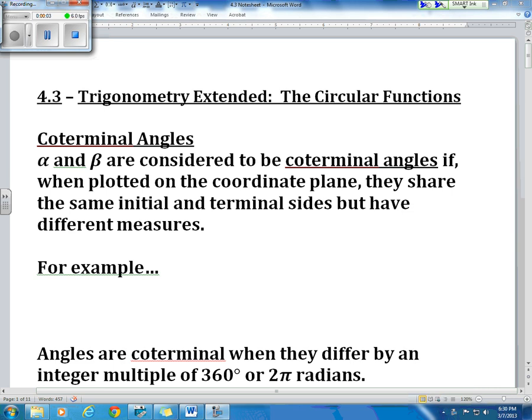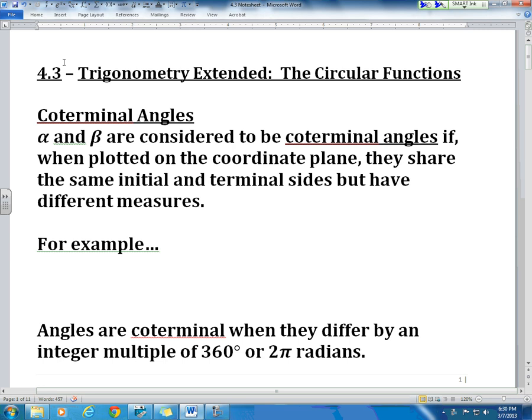Everyone, we're going to start section 4.3, which is called Trigonometry Extended, the circular functions. It makes it sound kind of complicated, but it's not too bad. We're probably going to end up breaking this section into a couple of video segments just because there's so much information within the section. It's not going to be as long as one of the sections, and I think it was 1.2 in chapter 1, but we want to make sure that we take some time and go through each of the concepts for understanding.